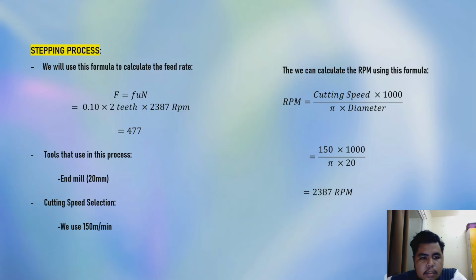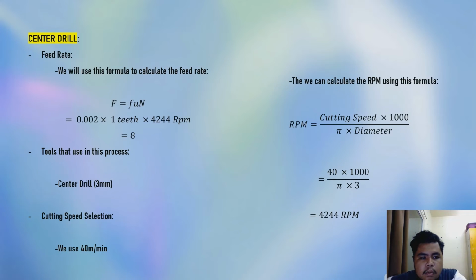For the stepping process, the tool that we use is an end mill with 20 millimeter diameter, and the cutting speed that we use is 150 meters per minute. For the feed rate and also the RPM, we just put all the information that we have into the formula. For center drill, we use a center drill tool of 3 millimeter diameter. For cutting speed selection, we use 40 meters per minute, and for the RPM and feed rate, we just put in all the information that we have, and we can get the RPM and also the feed rate.